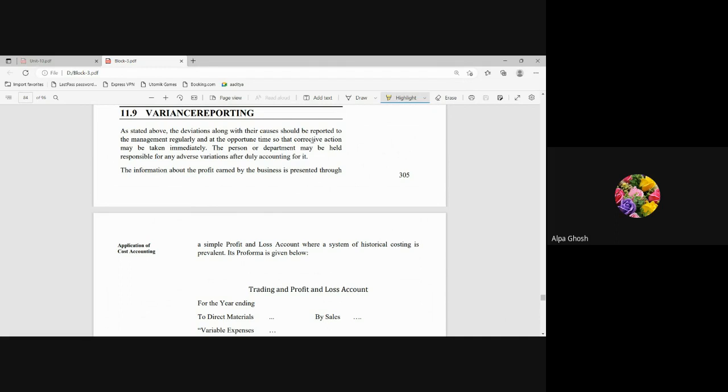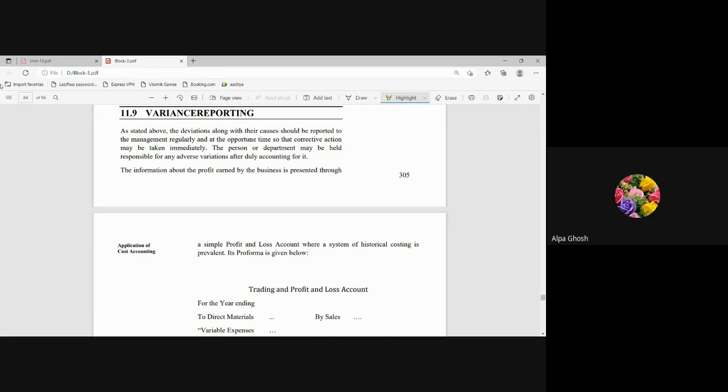So these variances, these deviations, these differences should be reported to the management on a regular basis, and we should take corrective measures for its immediate recovery. If the variance is on the positive side, it's good, but if it's negative, then measures have to be taken immediately. The person or department may be held responsible for any adverse variation after duly accounting for it. If there is a variance in the stock, what was supposed to be and what actually is found, then that is something which the storekeeper or the in-charge has to be held responsible for.